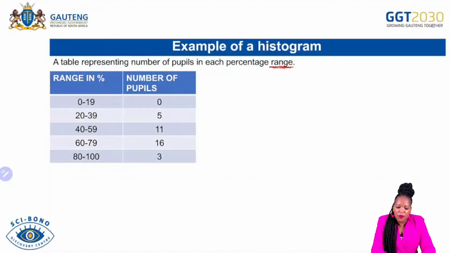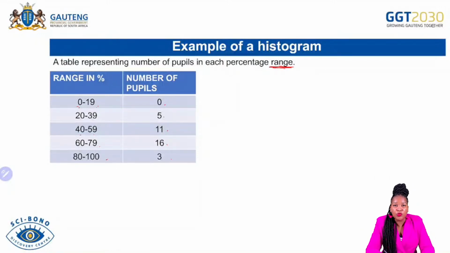So what do we mean by that? From 0 to 19, this is continuous. So you can have the value for 0 to 19. Then for 20 to 39%, there were 5 people. 40 to 59%, there were 11. 60 to 79, there were 16. 80 to 100, there were 3.